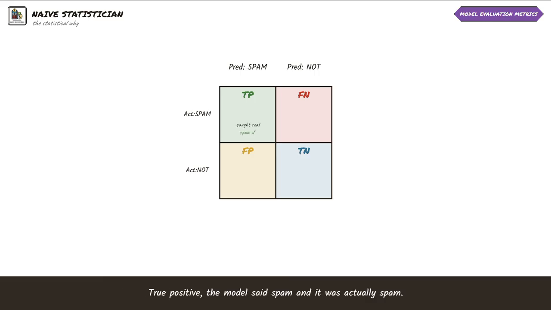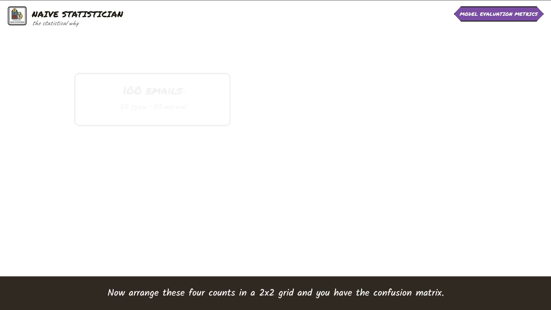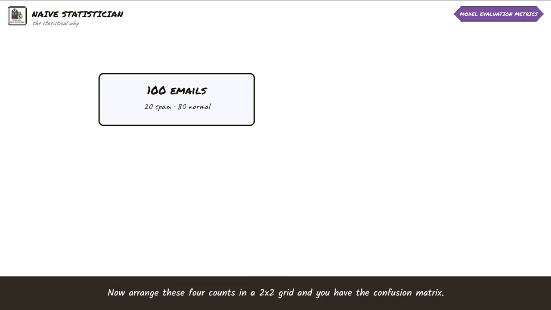True positive, the model said spam and it was actually spam. We caught a real spam email. Now false positive, the model said spam but it was actually a normal email. We blocked something important here. True negative, the model said not spam and it correctly was not spam. We let a real email through. False negative, the model said not spam but it actually was spam. We missed it and the user sees a phishing message in their inbox. Now arrange these 4 counts in a 2 by 2 grid and you have the confusion matrix.